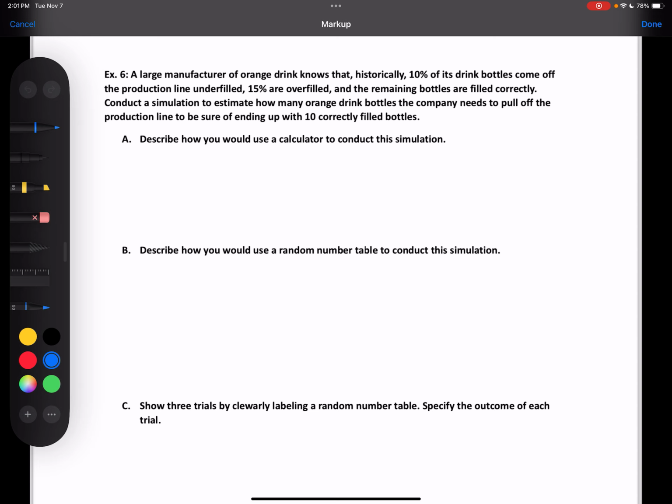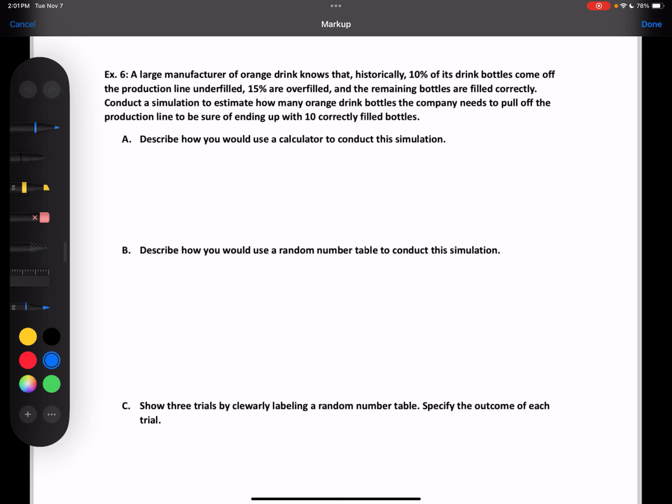A large manufacturer of orange drink knows that historically 10% of its bottles come off the production line underfilled, 15% are overfilled, and the remaining bottles are filled correctly. Conduct a simulation to estimate how many orange drink bottles the company needs to pull off the production line to be sure of ending up with 10 correctly filled bottles. So, describe how you would use a calculator to conduct this simulation.